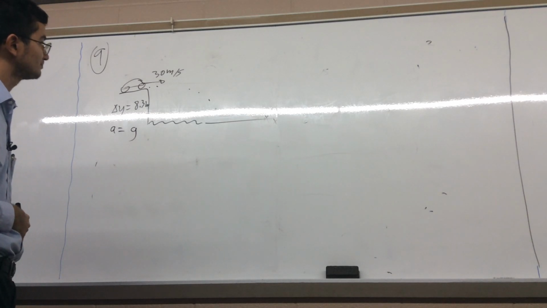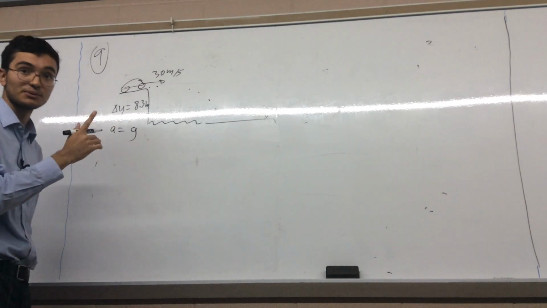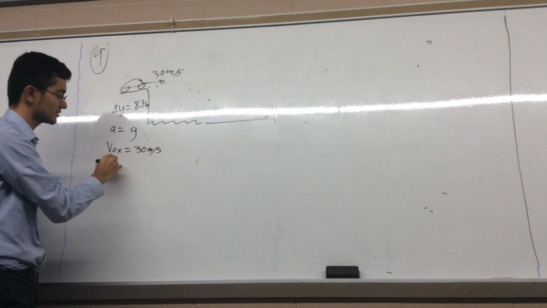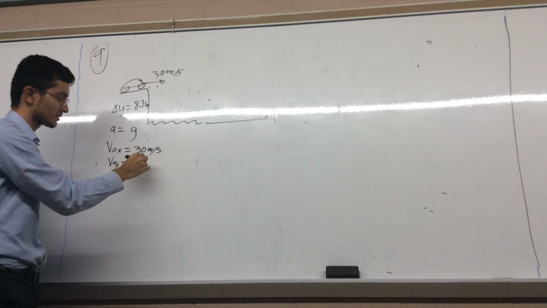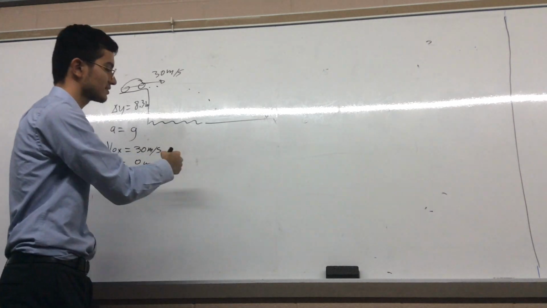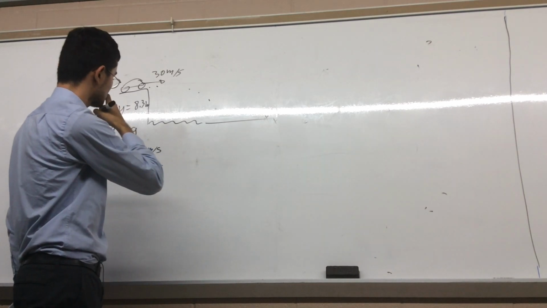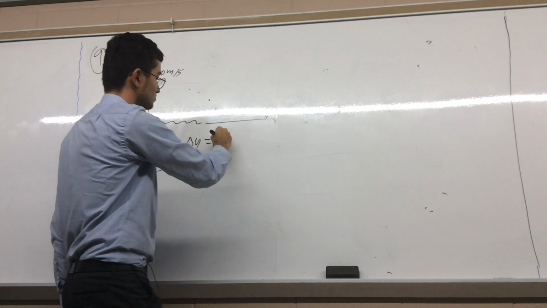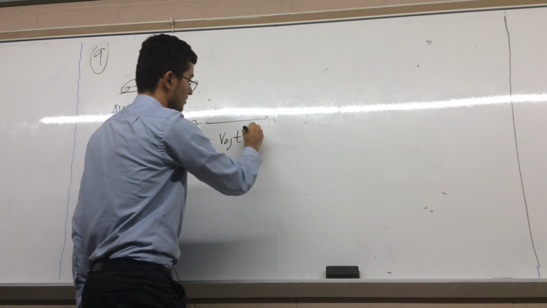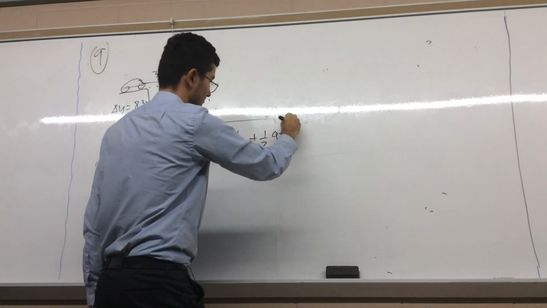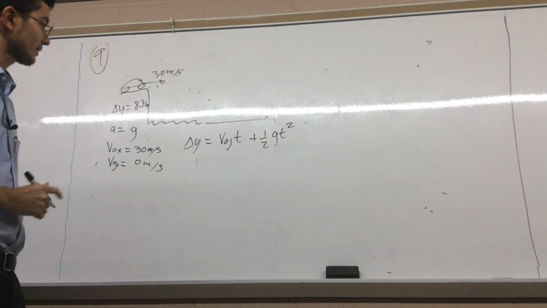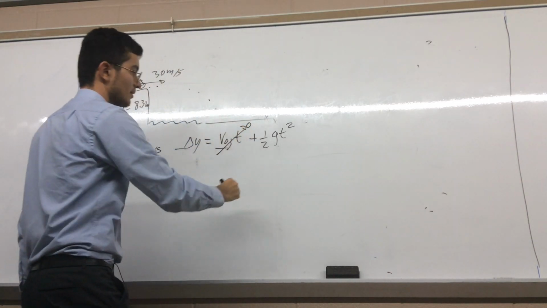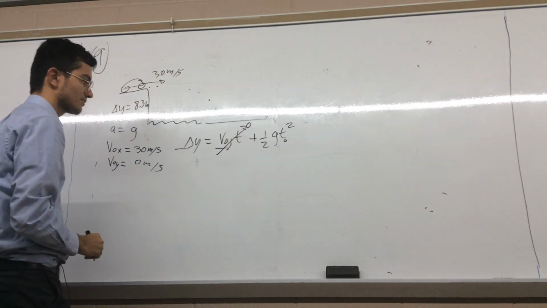And what else do we know? We know v0 for the y component. v0x is 30 meters per second, but what's v0y? That's 0 meters per second. So we can use the second kinematics equation, because that's the one equation that has time. That's going to be delta y equals v0y t plus 1/2 g t squared. We know delta y, and we know v0y is 0. We don't know t, so we want to find t.